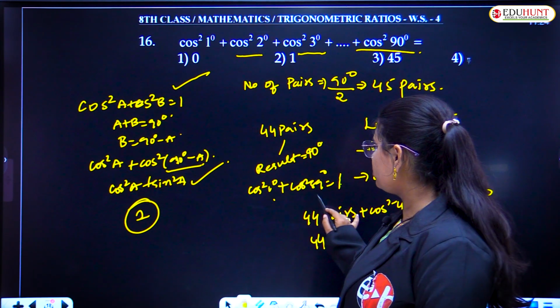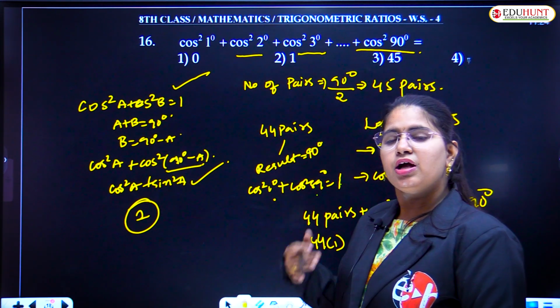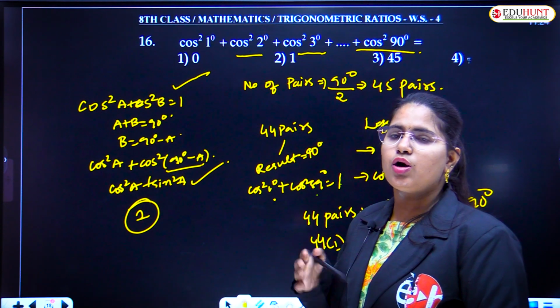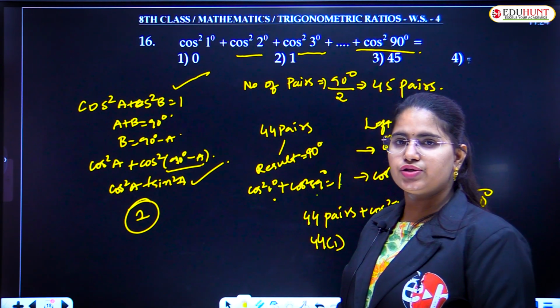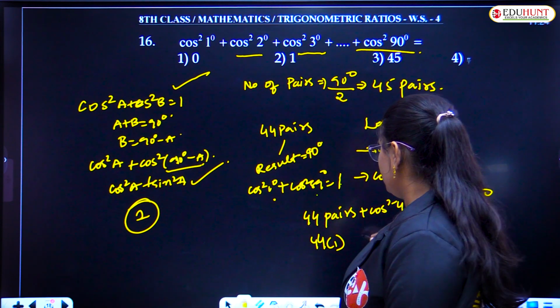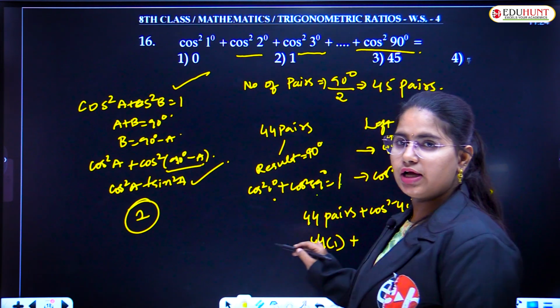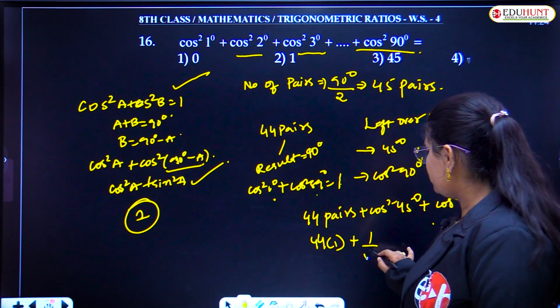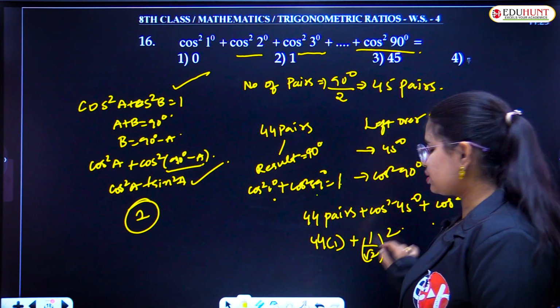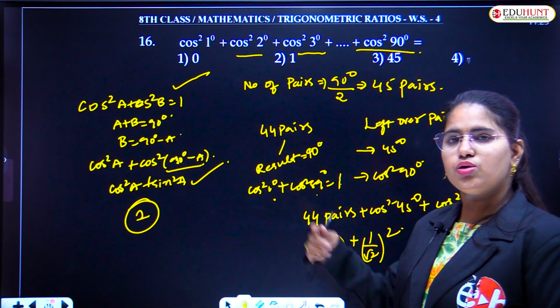Whenever you are adding two angles, if it is equal to 90 degree, we have a beautiful result: cos square A plus cos square B is equal to 1. Understood? Done. So what is cos 45 value? Which is 1 by root 2. Correct? 1 by root 2 whole square.